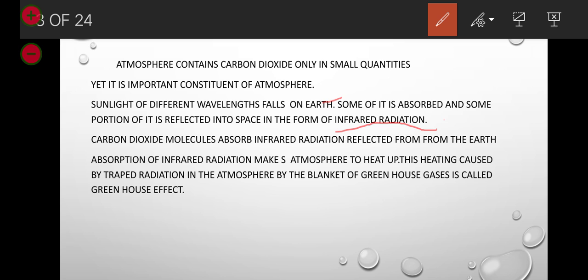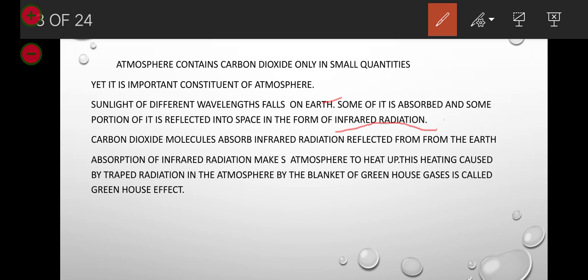Carbon dioxide molecules absorb infrared radiation. The radiation reflected back is absorbed by the carbon dioxide molecules, which trap this infrared radiation from the earth. Absorption of the infrared radiation makes the atmosphere heat up. This heating caused by radiation trapped in the atmosphere by the blanket of greenhouse gases is called the greenhouse effect.